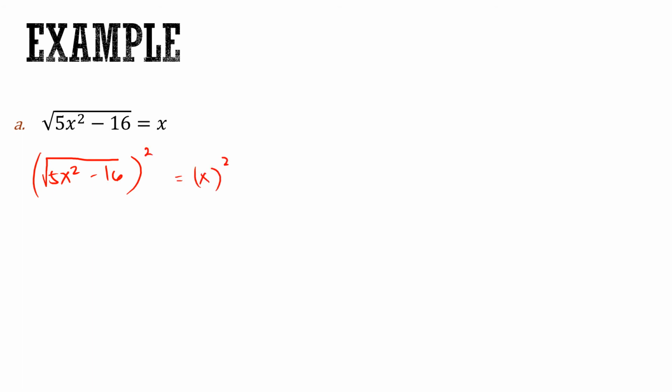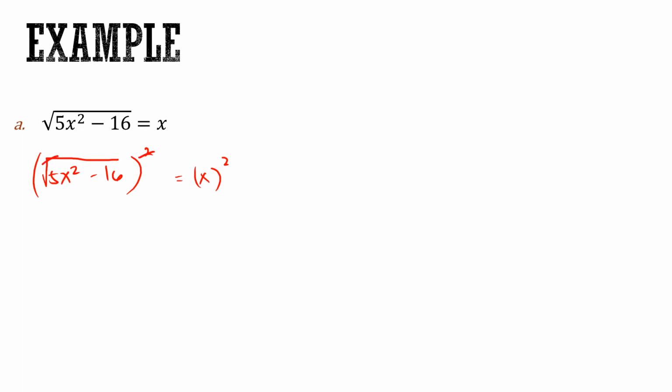Let's have the third example: square root of 5x squared minus 16 equals x. Since the radical term is already isolated to one side of the equation, we can proceed to the next step by eliminating the radical sign by squaring both sides of the equation. So we can write this as square root of 5x squared minus 16, squared, is equal to x squared.